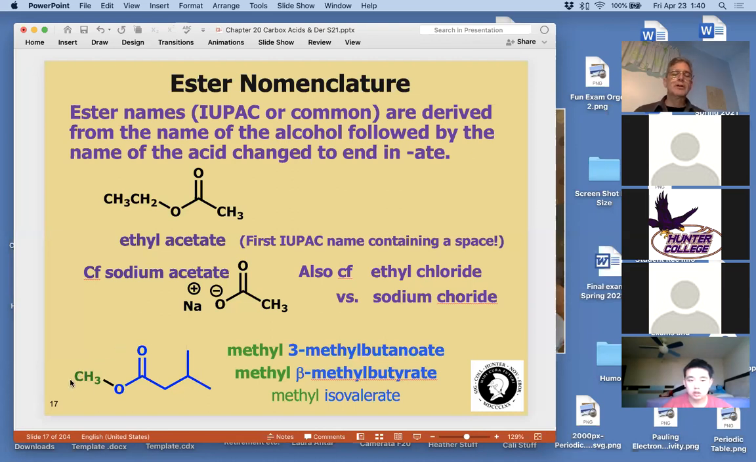I will keep the alcohol side of the ester relatively simple because you have to name it as a substituent. I don't want to get it too complicated. I may cross the line, but only in your mind. Okay, this is also methyl beta-methyl butyrate. So butyric acid becomes butyrate.